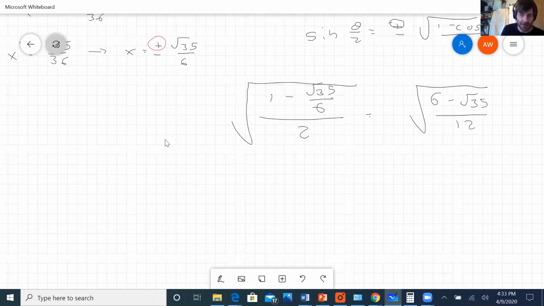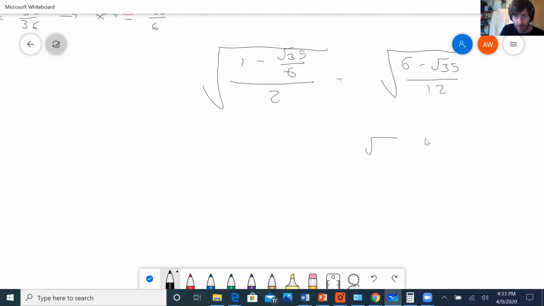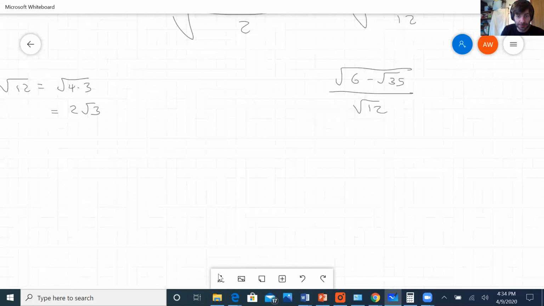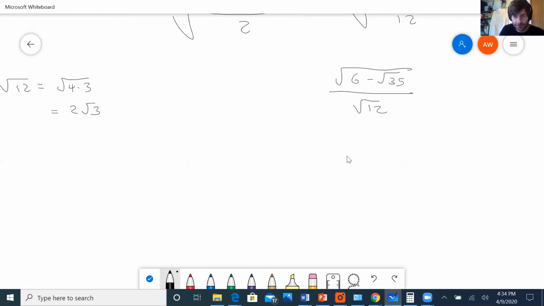So, all right, here's where the thing comes in. With us, we're okay with you leaving a radical in the denominator, but we're not okay with you not simplifying your radicals. You do always have to simplify your radicals. 12 is 4 times 3, so it's going to be 2 root 3. So what I've got is 6 minus root 35 on the top and 2 root 3 on the bottom.